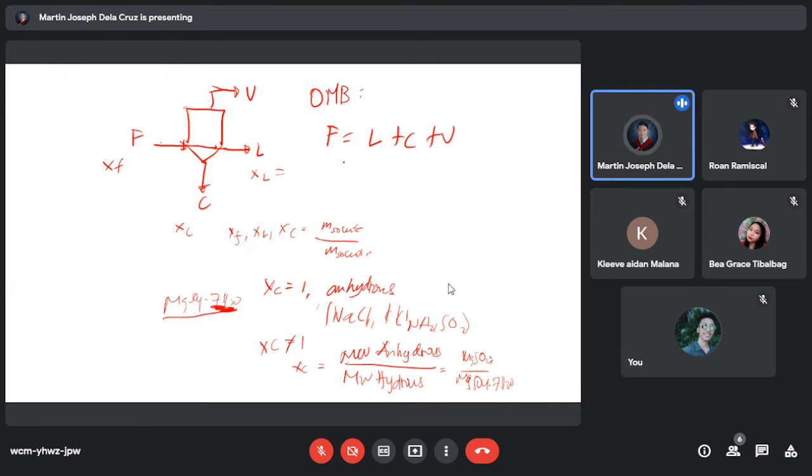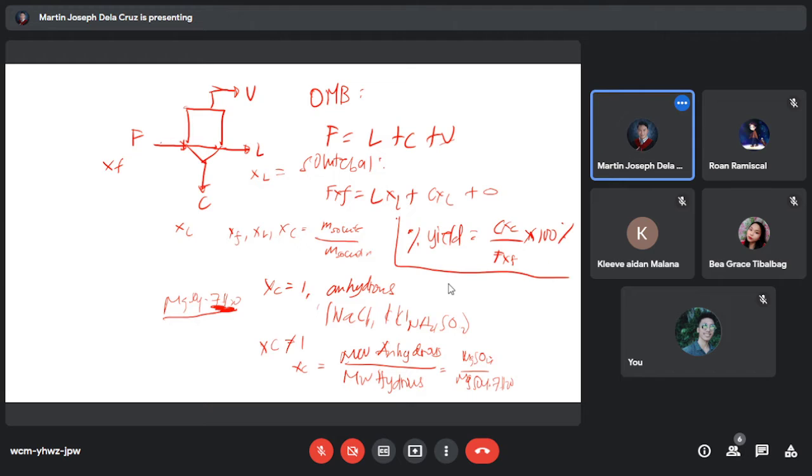So, your solute balance, ganoon lang din, FXF equals LXL, plus CXC, plus 0. Kasi wala namang solute yung vapor natin. Okay? So, and take note class na percent yield is equal to CXC over FXF times 100%. So that is our percent yield.